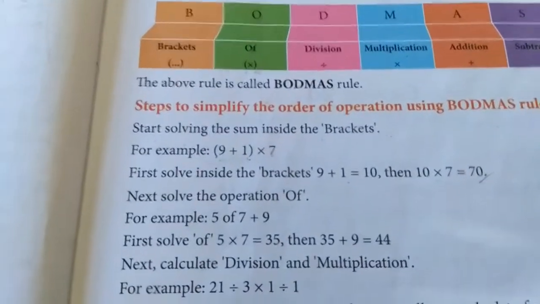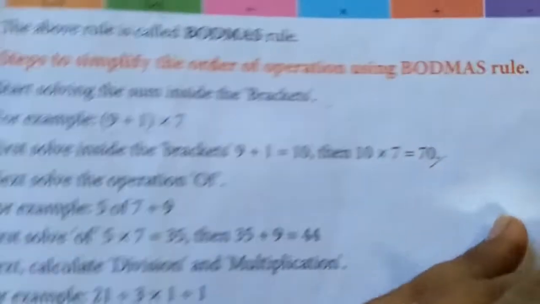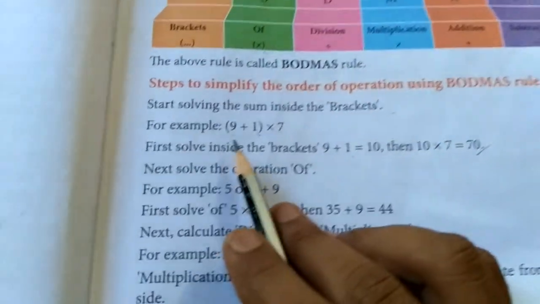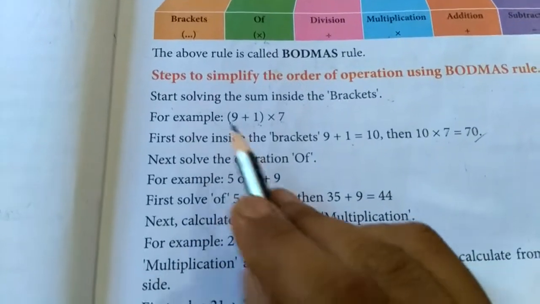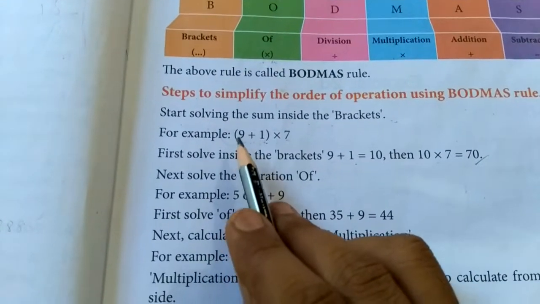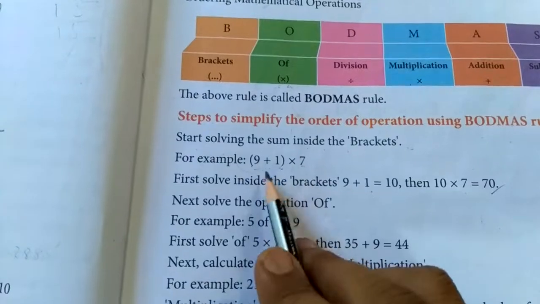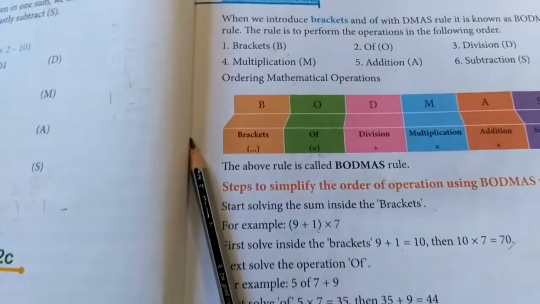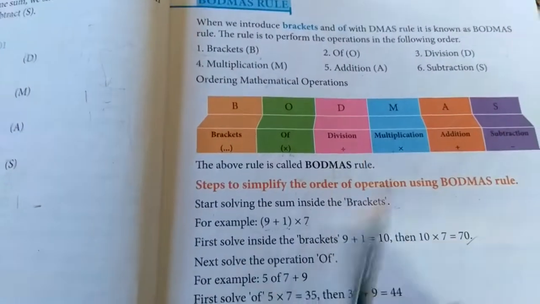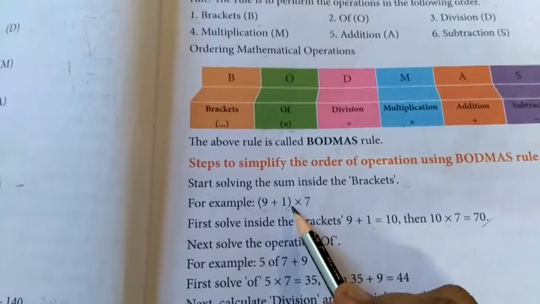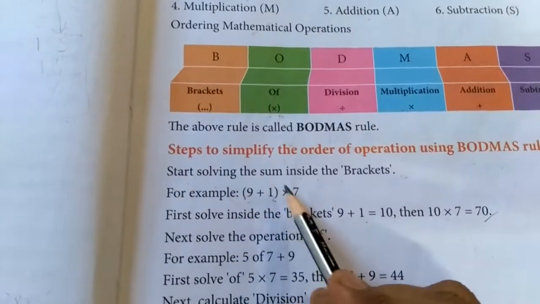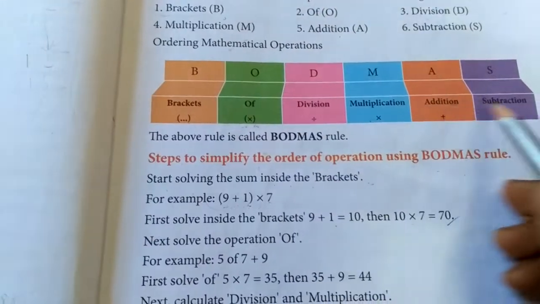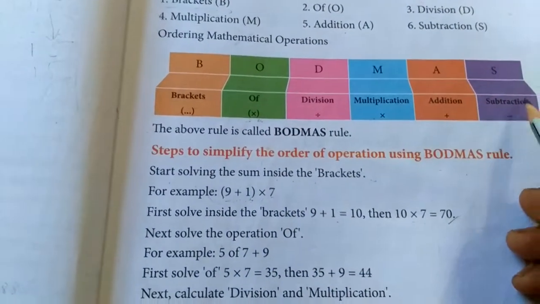Like this we have to move forward, like this we have to solve this type of simplification question. First we have to remember that we have to solve the bracket part of the question if it is mentioned in that particular sum. If the bracket part is there, first we have to solve whatever is written in that bracket, and only then will we move according to the sequence of this BODMAS rule.